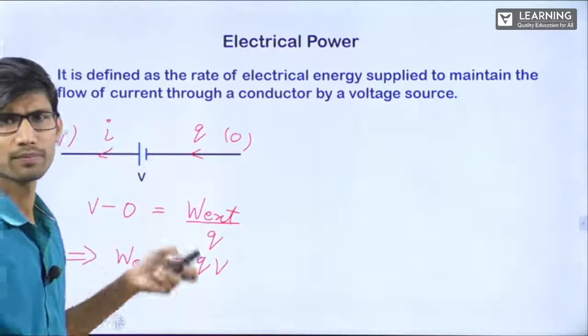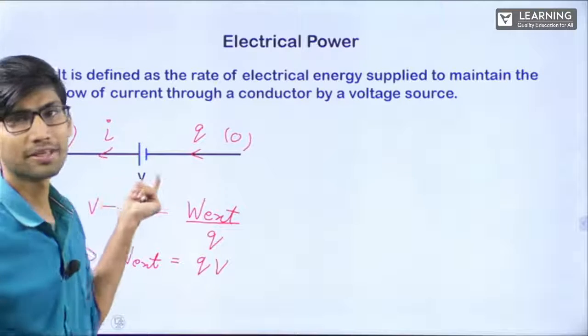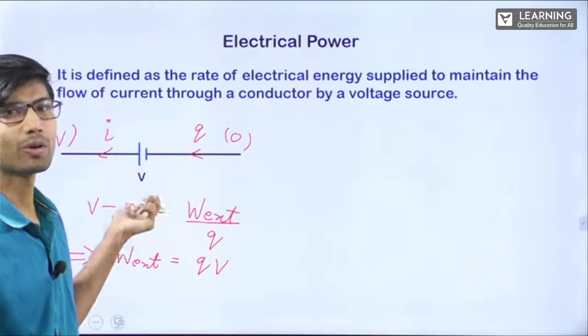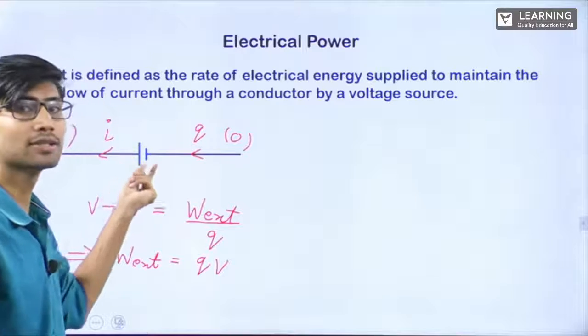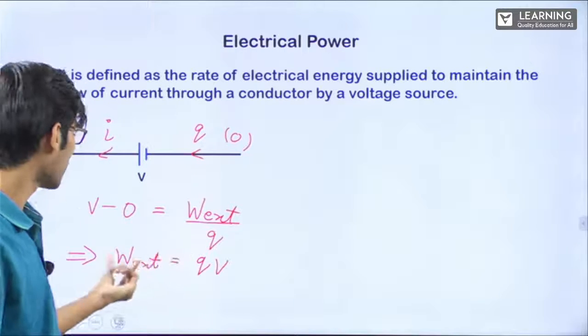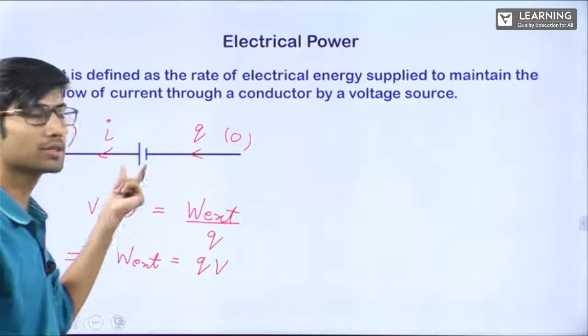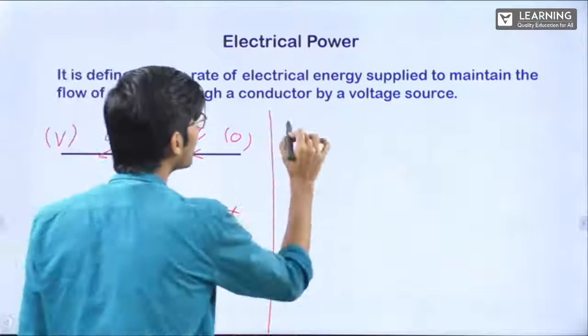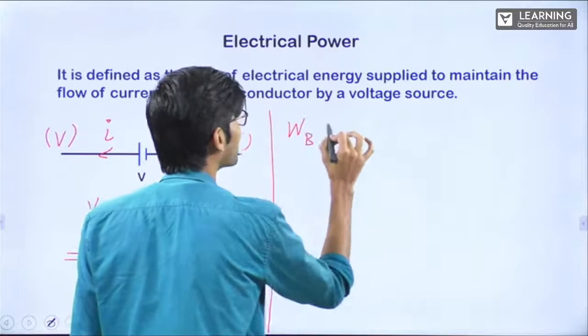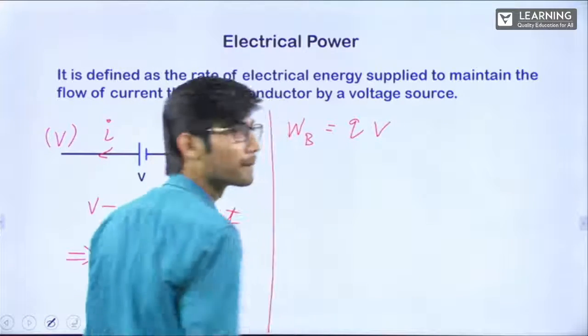What is the external agent here? The battery. Right? Does the battery supply charge? No. It provides energy to move the charge. Correct? It is that external agent which is moving the charge. So here, the work done by the external agent, or work done by the battery, is QV. Fine. Work done by the battery is equal to Q into V.